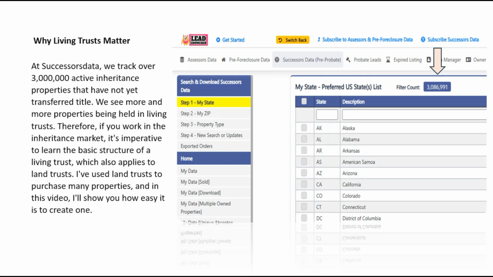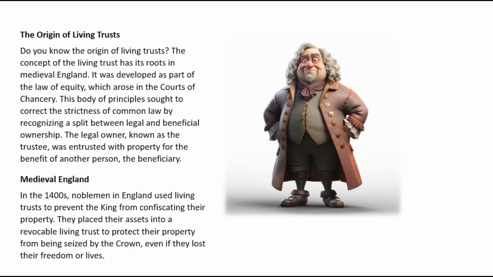History lesson: the origin of living trusts. Do you know the origin of living trusts? The concept of the living trust has its roots in medieval England. It was developed as part of the law of equity, which arose in the courts of chancery. This body of principles sought to correct the strictness of common law by recognizing a split between legal and beneficial ownership. The legal owner, known as the trustee, was entrusted with property for the benefit of another person, the beneficiary.